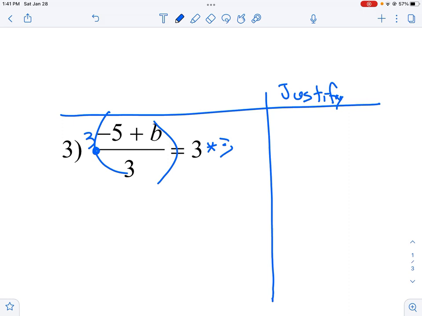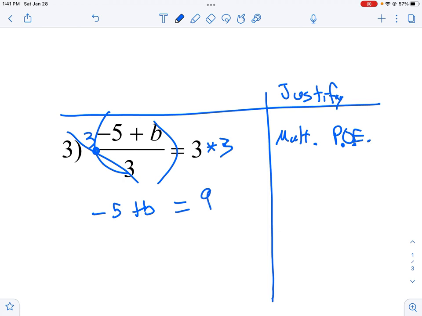Yeah, so I'm going to multiply on both sides. Well, that is the multiplication property of equality. So hopefully remember PO. Yeah, property of equality is what the PO stands for. And we're going to write down what we get after we multiply. So we got negative 5 plus b on the left. Those 3's cancel each other out. On the right side, you're going to get 9.